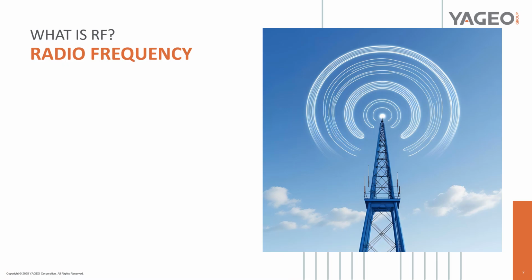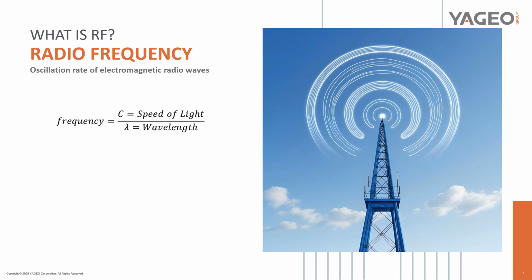All right, so the first thing we're going to do is ask what is RF? Well, RF stands for radio frequency. These are the electromagnetic waves that surround us every day. The absolute definition is the oscillation rate of an electromagnetic radio wave. Frequency, which is the speed of the oscillations, is defined by the speed of light divided by the wavelength.